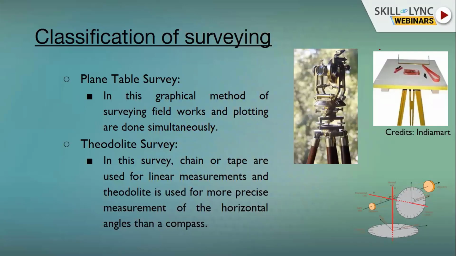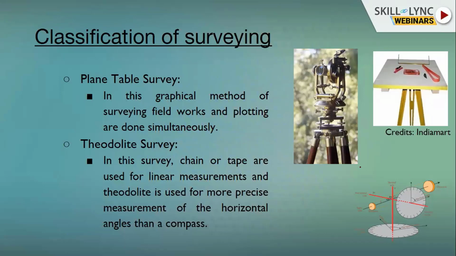And now comes the theodolite survey. Previously the compass was only used to give you horizontal angles, but this one is going to give you both horizontal angles and also vertical angles.